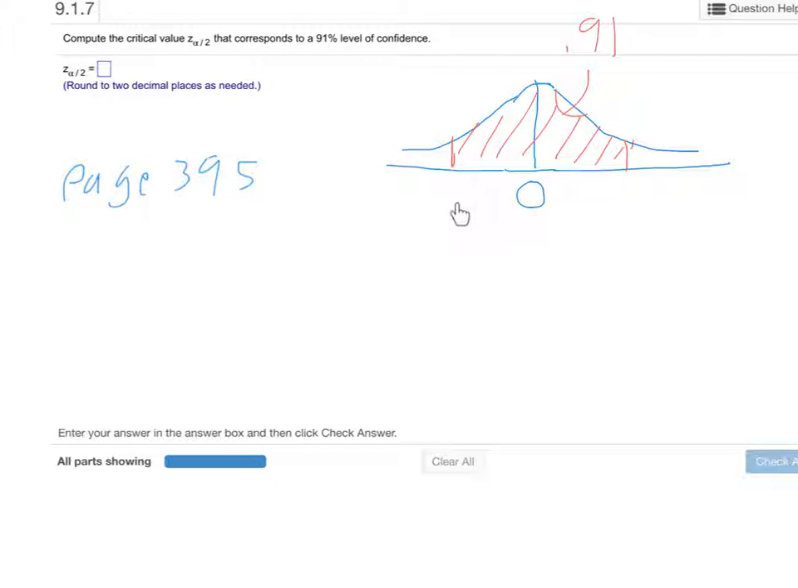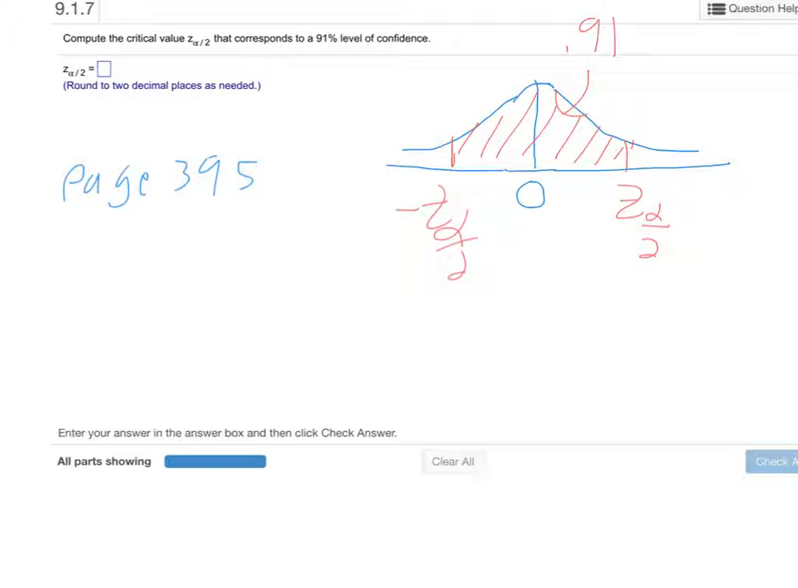Then we have these two critical values, which is actually what they're asking for. This here would be minus z sub alpha over 2. This would be z sub alpha over 2, which we're looking for. So the total area under the curve is 1. This area is 91%. So what's that leave for these two ends?